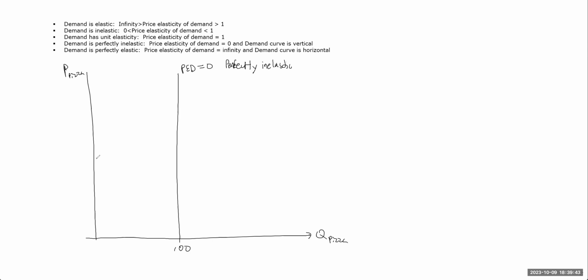Opposite day of that is a perfectly horizontal line. This is price elasticity of demand is, oh my God, infinity. And this is called perfectly elastic demand.